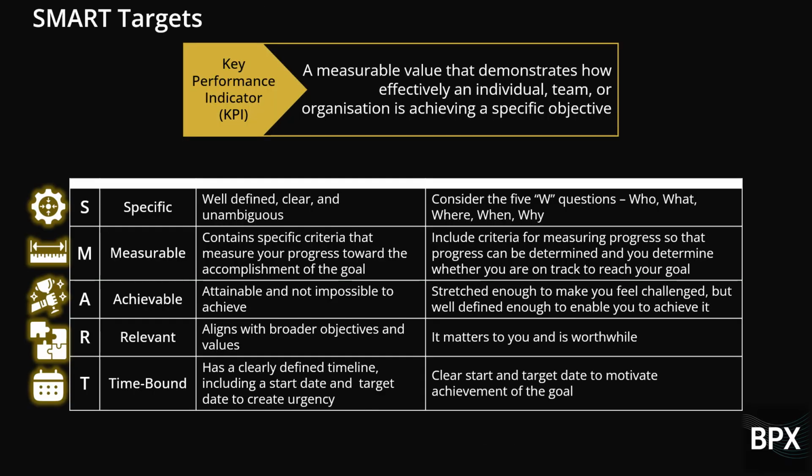SMART targets help define performance goals that are both meaningful and measurable. Each target must be specific, answering the who, what, where, when, and why. It must be measurable, with criteria to track progress and determine success. Goals must be achievable, challenging yet realistic. They must be relevant, aligning with broader objectives and values. Finally, they must be time-bound, with a clear start and end date to drive urgency and focus. These principles ensure that your key performance indicators, measurable values that reflect progress toward objectives, are both strategic and actionable.